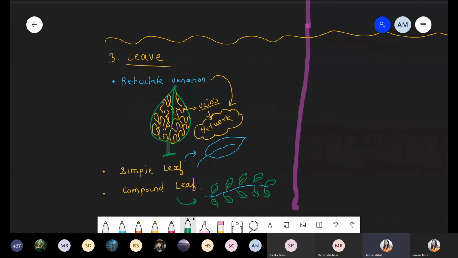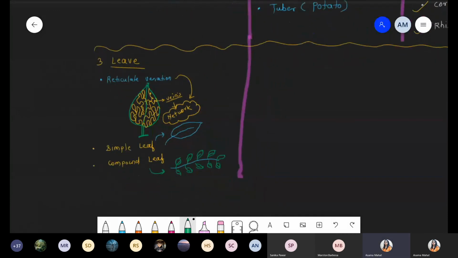Got it? Simple leaf means what? Only single leaf. Like you can take hibiscus leaf, simple leaf, a peepal leaf. These are the simple leaf. But now on the same stem, if so many leaves are arranged, like curry leaves or neem leaves, such type of arrangement is called the compound leaf system. Got it?